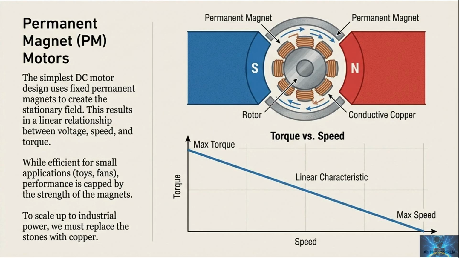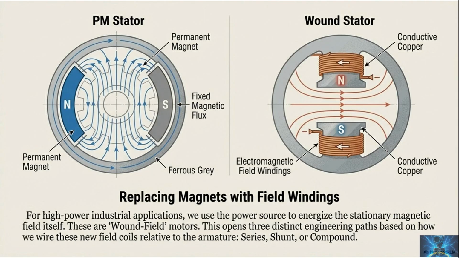Permanent magnet DC motors use fixed magnets in the stator to create the field. The torque-speed behavior is typically shown as a fairly straight line. High torque at low speed, and torque dropping as speed increases. PM motors are simple, compact, and efficient for smaller applications. But scaling up has limits because the field strength is capped by the magnets and thermal constraints. So for higher power industrial applications, we often move toward wound field designs. Here, we swap permanent magnets for field windings, so the motor's field strength can be controlled and scaled.